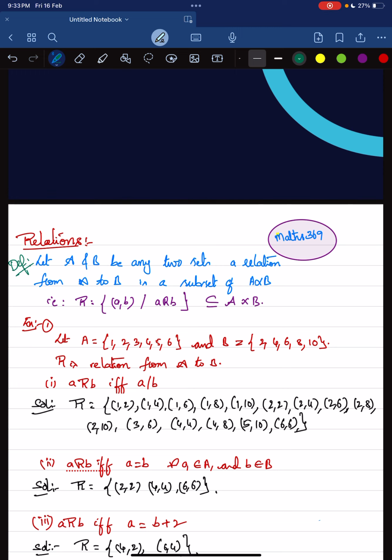Let A and B be two sets. A relation from set A to set B is a subset of A cross B. It is a subset of A cross B, that is defined as R equals (a, b) such that a is related to b, a subset of A cross B.